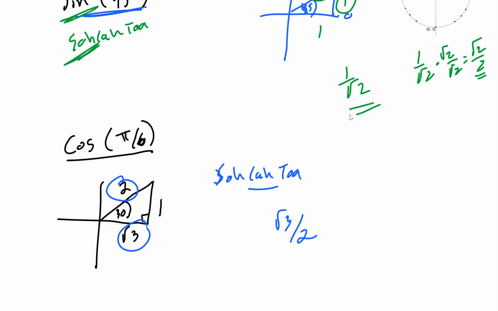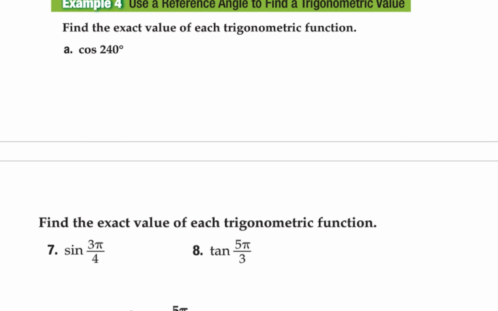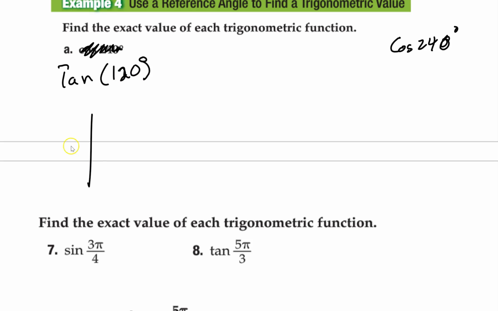Okay, let's go over the next one, cosine of 240. Actually, before we do that, I'll come back to cosine 240. Don't forget. Before we do that, let's do tan of 120. So again, no matter what you do, first step is draw it.